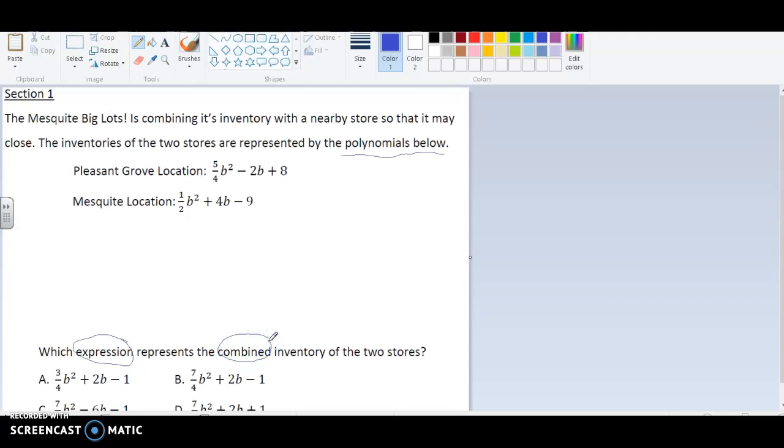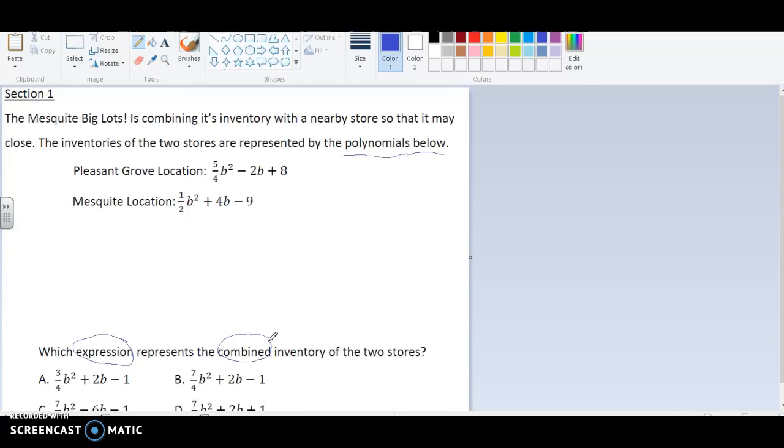So I think to figure out what we need to do, we need to figure out what they mean by the word combined right here. And combined usually means addition. So that means we're going to be taking our Pleasant Grove location and our Mesquite location and adding those items together. So I'm going to just put this all in one line, right?